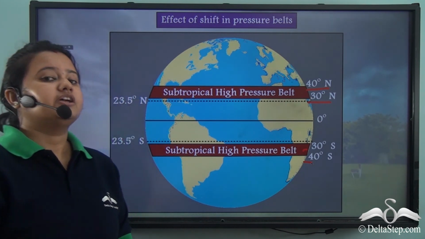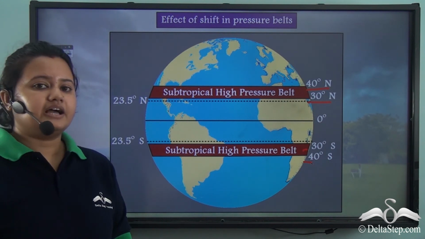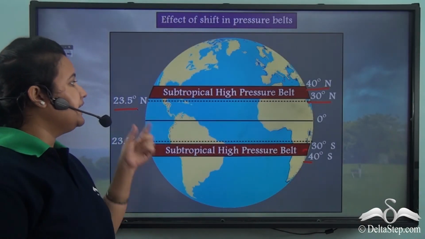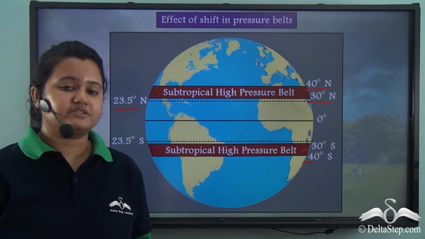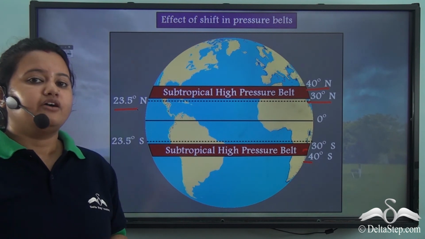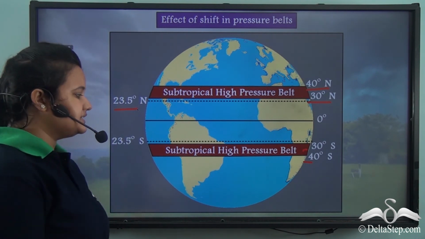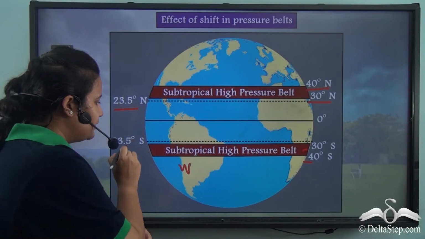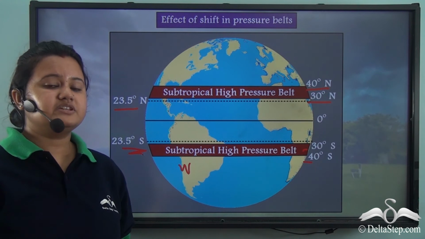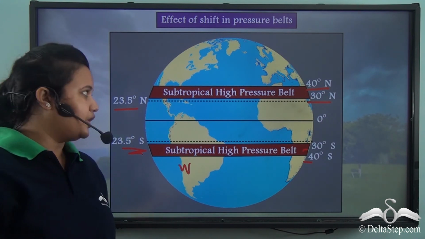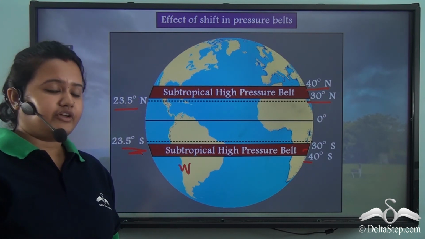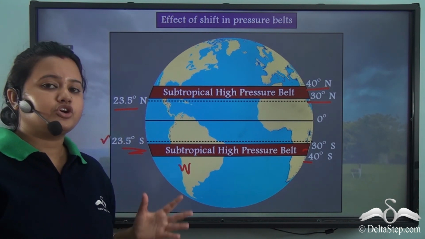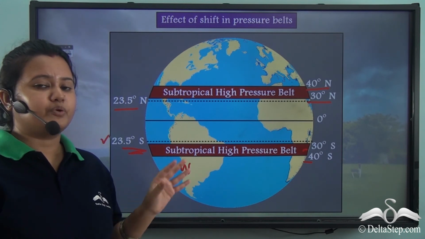This is because during summer, the sun is vertical over Tropic of Cancer. So, this particular region experiences warmer summer. Whereas at this situation, it is winter in southern hemisphere. So, this particular region experiences cooler winter because the sun is far away from this particular latitude, that is from Tropic of Capricorn at this point of the year.